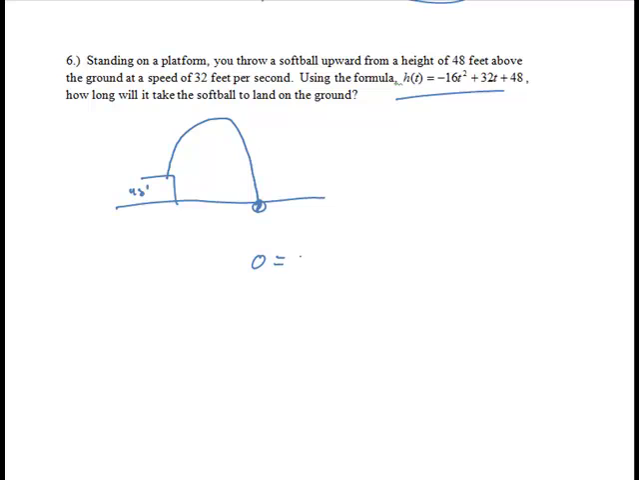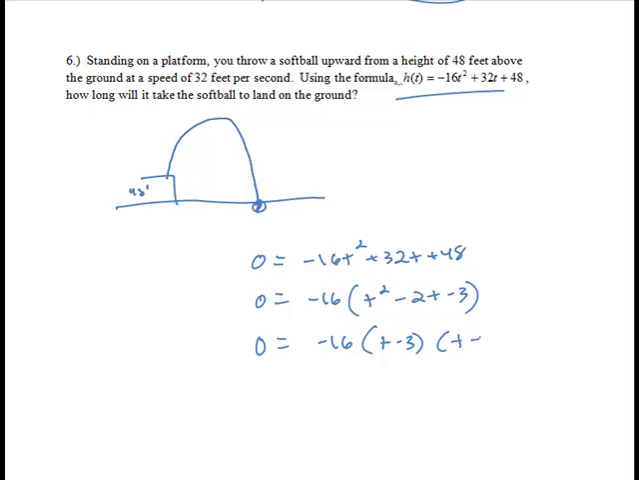So if it's on the ground, the height is 0, so 0 is equal to negative 16t squared plus 32t plus 48. Solve this quadratic. Greatest common factor, negative 16. Factor it out, we're left with t squared minus 2t minus 3. Continue on factoring. Negative 16 times t minus 3 times t plus 1. So 3 factors, but only 2 of the factors have a variable, so we only set 2 of them equal to 0, so that gives us t is equal to 3 and t is equal to negative 1.